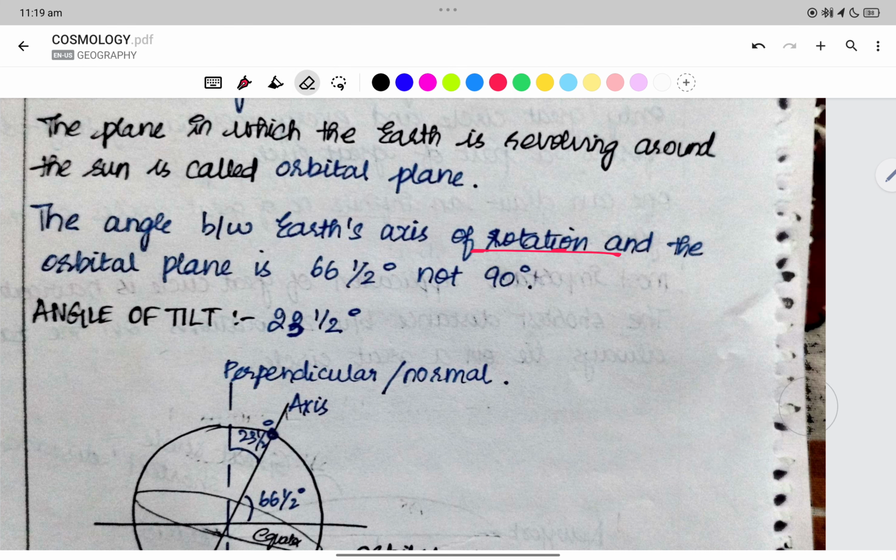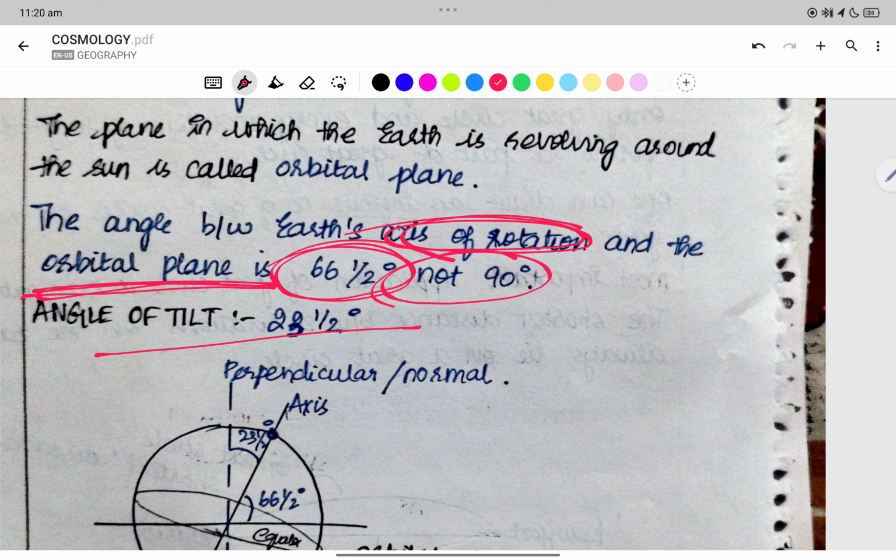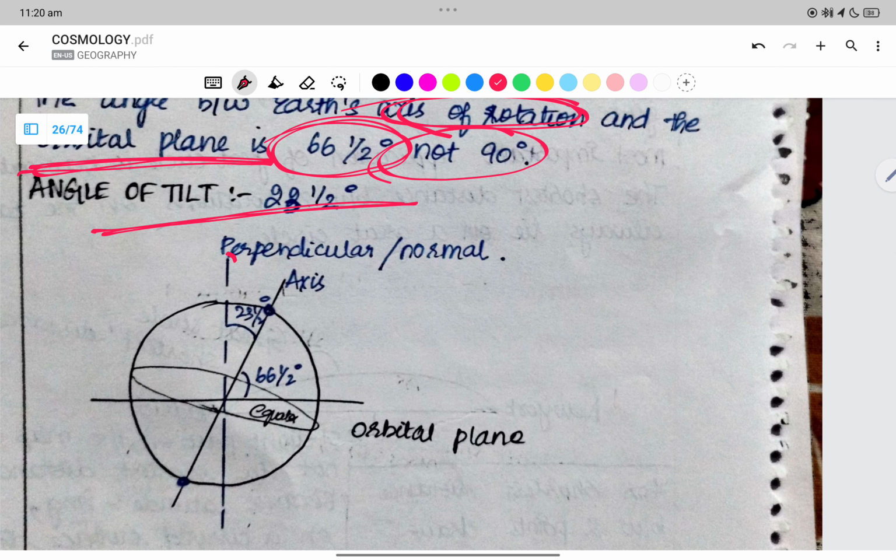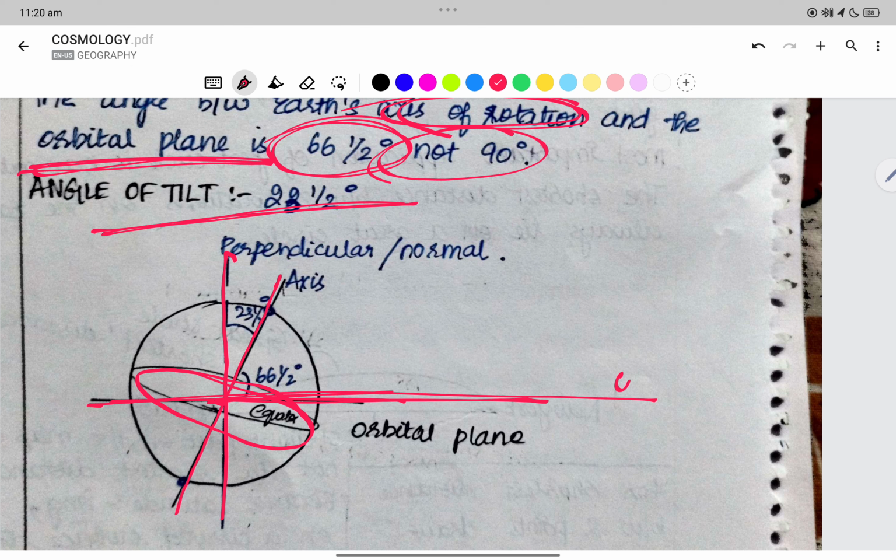The angle between the earth's axis and the orbital plane is 66.5, and it is not 90 degrees because there is an angular tilt of 23.5 degrees. This is a perpendicular normal. This is how the equator itself looks, 23.5 and 66.5. This is the orbital plane, so this is what we call an orbital plane.